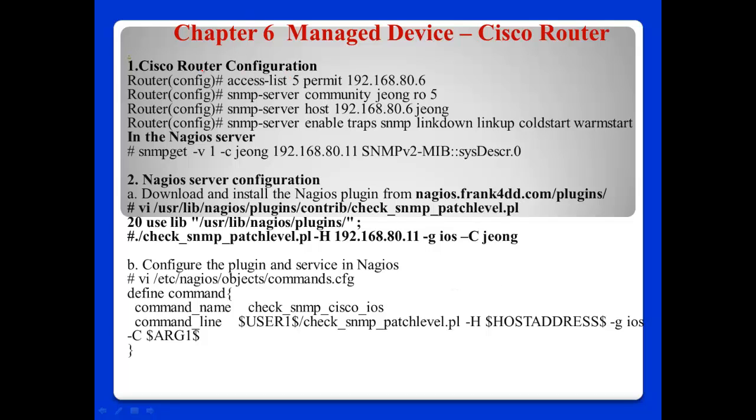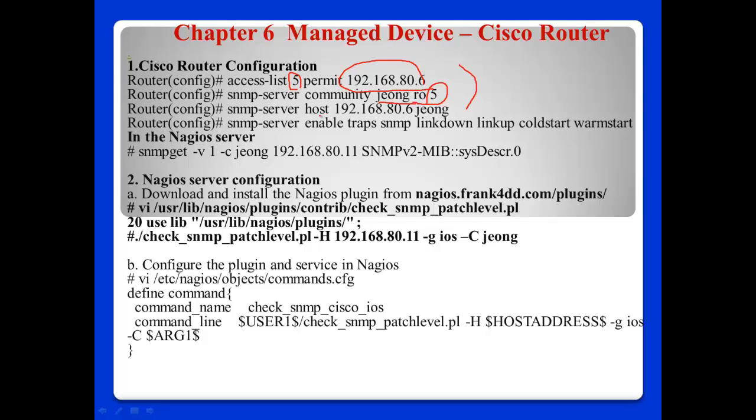First, in the Cisco Router, we need to configure like this. First, access list 5 permit this IP address, 8.6, which is the Nagios IP address. And after that, SNMP server community. In my case, the community will be John, read only, and the number 5. Number 5 means the access list number.